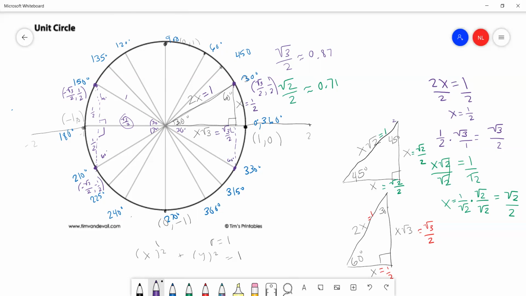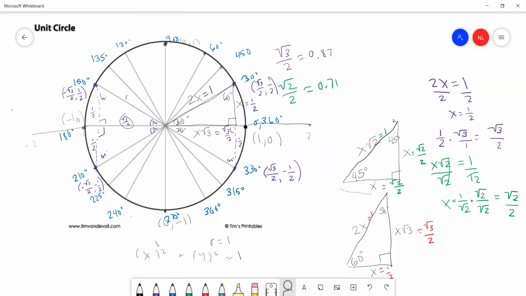So my side across from 30 degrees is going to be 1/2. And my side length across from 60 degrees is going to be √3 over 2, the same length as the one right above it. So where's my coordinate here? Well, this time I went to the right √3 over 2, positive. And I went down 1/2, negative 1/2. All right, if you want to pause the video right here and see if you can do 45-degree angles, you're welcome to try that. All right, let's keep going.